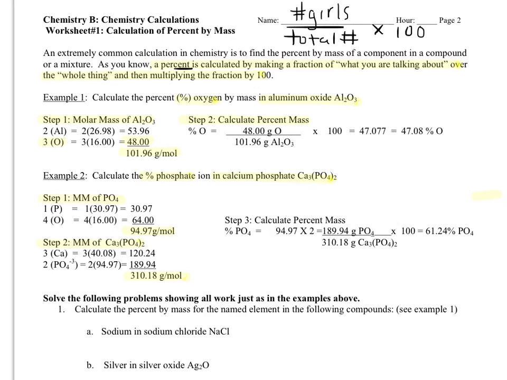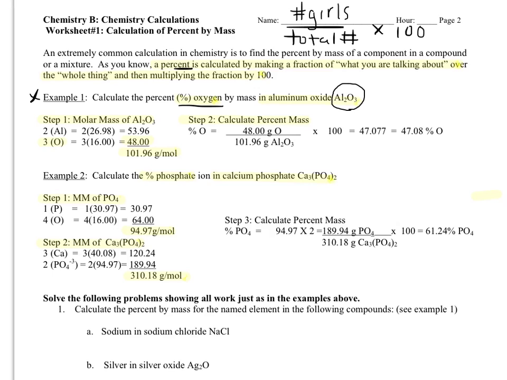So we're going to do the same basic thing now, except with a chemical compound. If you look at example 1, it asks you, in the entire compound aluminum oxide, Al2O3, what percent of the mass, or the weight of the compound, is coming from oxygen? So basically, we want to put the mass of oxygen on top and the mass of the entire compound, aluminum oxide, on the bottom, divide and multiply by 100.